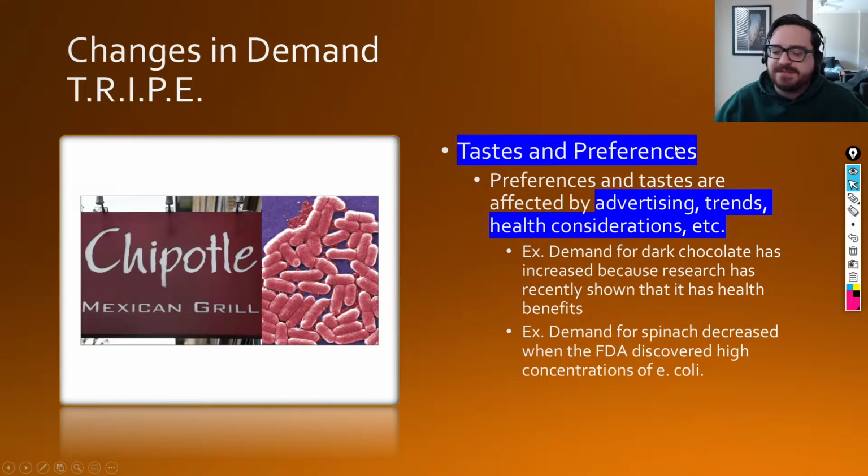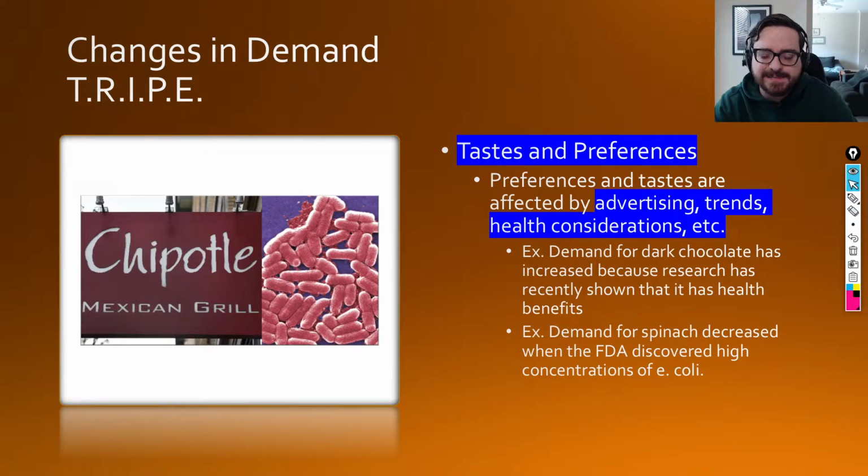This is based specifically on things like advertising, health considerations, things in the news, etc. So say dark chocolate, we find that dark chocolate is reducing your risk of heart disease. Awesome, demand's going up for dark chocolate then. People don't just want more dark chocolate. They like dark chocolate more in this context. Regardless of the price, regardless of which dark chocolate we are talking about, there's overall greater demand for it.